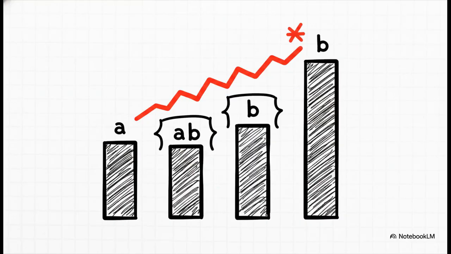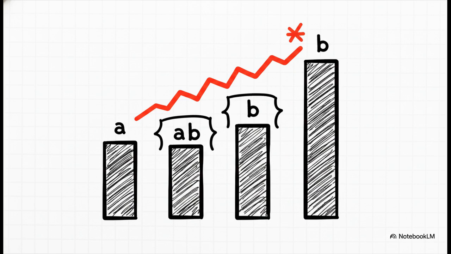And this is a super common way you'll see the results of those follow-up tests, these post-hoc tests. You'll see these little letters above the bars. And the rule for reading them is incredibly simple. If 2 bars do not share a letter, they are statistically significantly different.